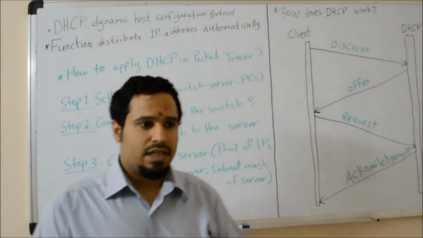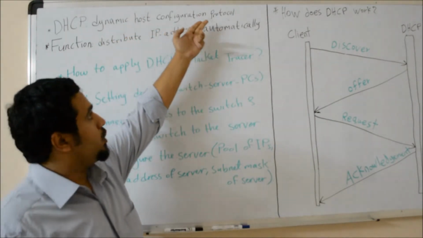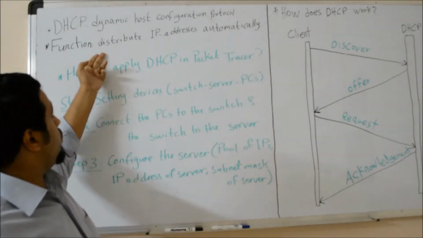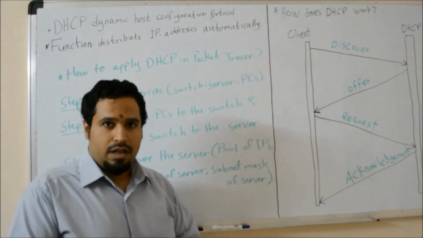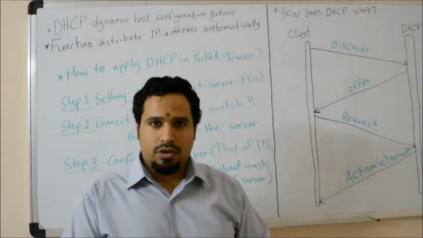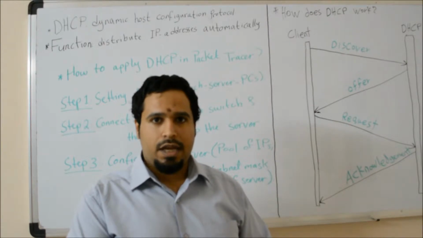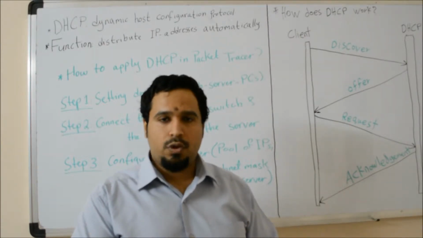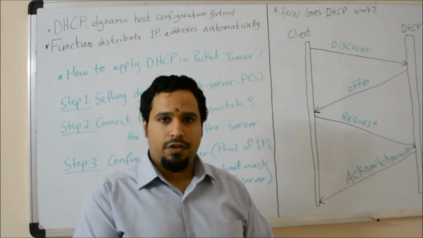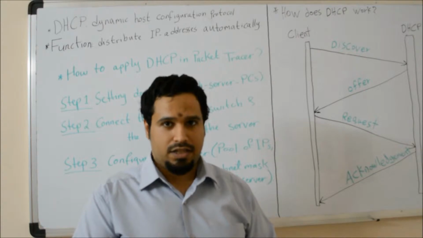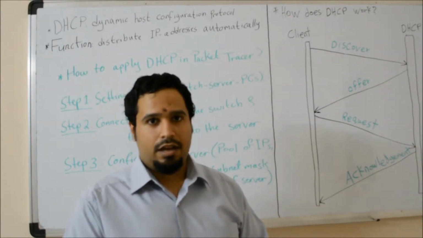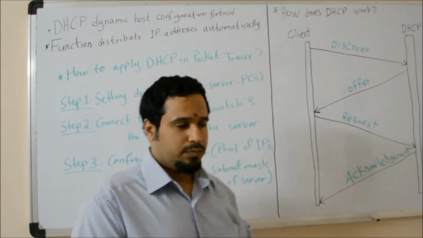DHCP can be defined as dynamic host configuration protocol, and the function of the DHCP is to distribute IP addresses automatically. There are two ways to distribute IP addresses to the clients. The first method is to configure the DHCP and enable the server to distribute the IP addresses automatically. The second method is to manually configure the clients and the PCs with IP addresses. As it is obvious, DHCP is easier than static configuration.